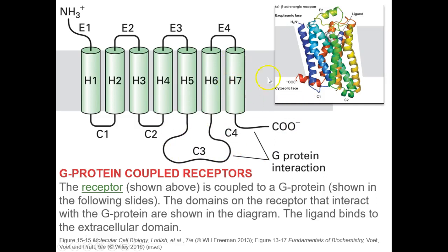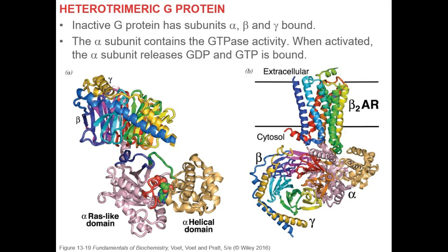Each of these cylinders is an alpha helix, and that's shown up at the top in a sort of rainbow order of what this receptor looks like. Again, this is a membrane receptor, and there's a large domain right here that interacts with these various G proteins that I showed you in the last slide. So here's the G protein. This is a heterotrimeric G protein. It has 3 subunits, alpha, beta, and gamma. Here's a top view over on the left, and this is the view of the G protein interacting with its receptor.